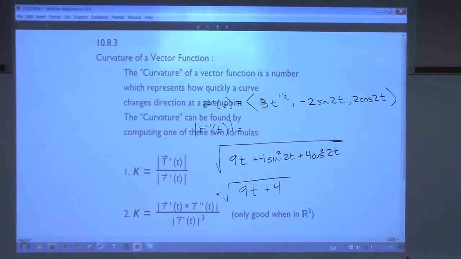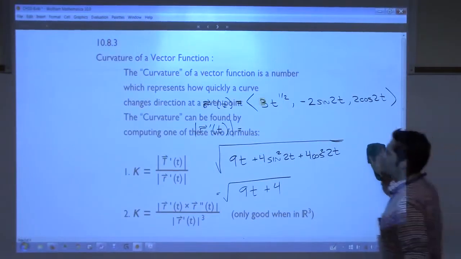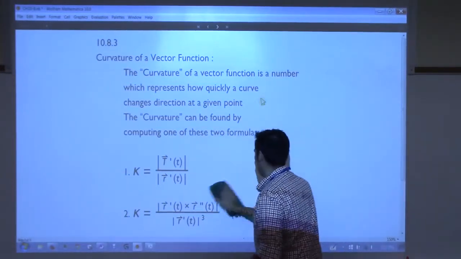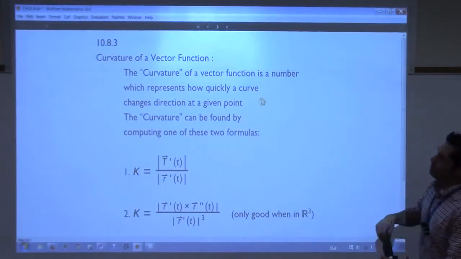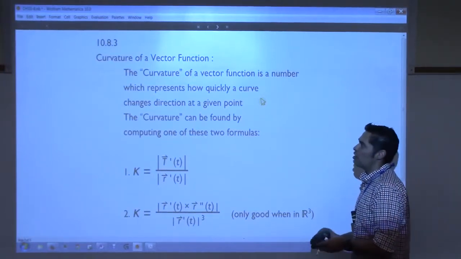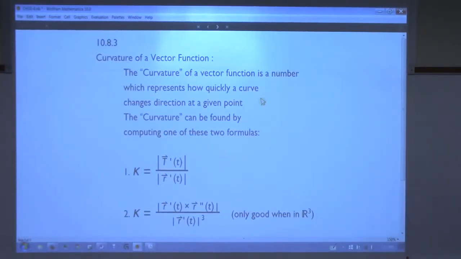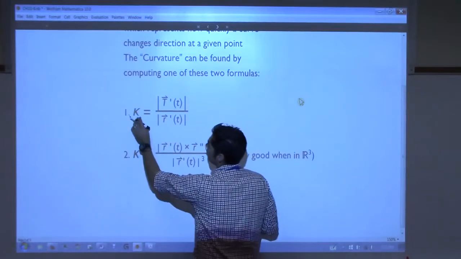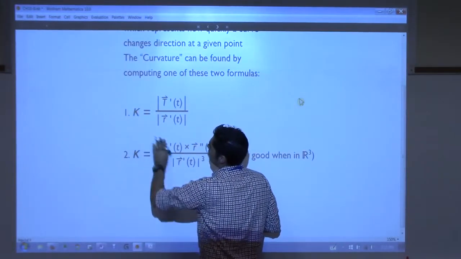All right, that brings us to the last topic in this section, which is called curvature. The curvature of a vector function is a number which represents how quickly a curve changes direction at a given point. And there are 2 formulas for calculating the curvature. We use this K here for curvature.